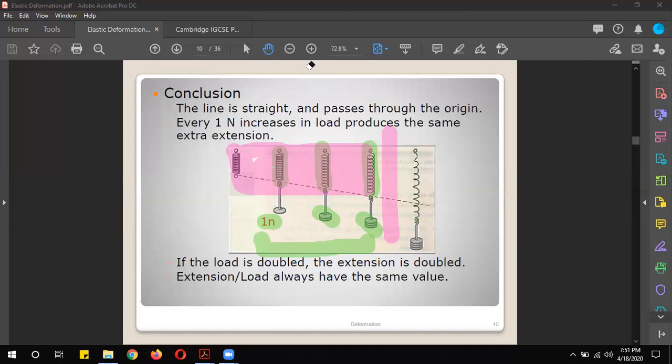Wait, let me change the color. What color do you like? What is your favorite color? Blue. Okay. Which one? Sky blue or royal blue? Sky blue. Okay. Sky blue.